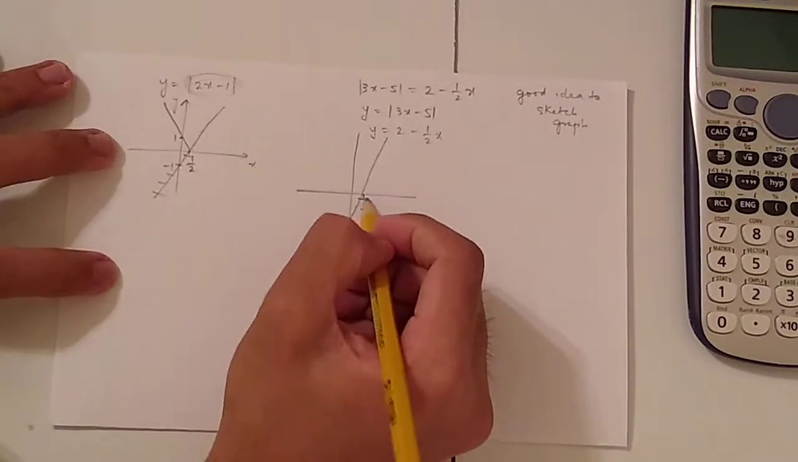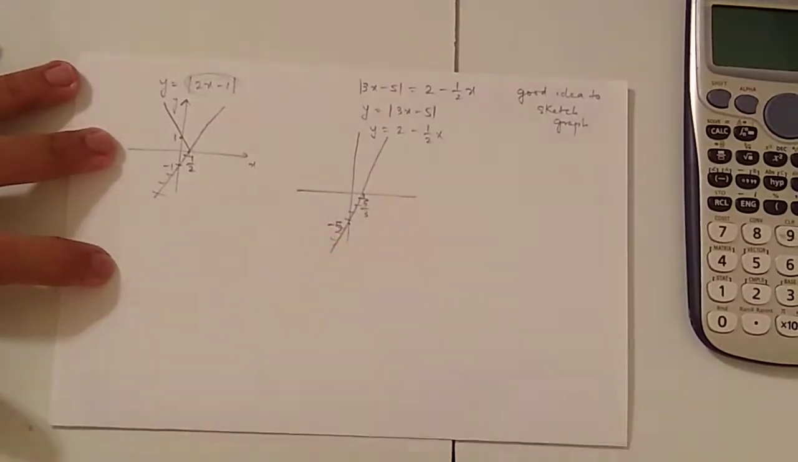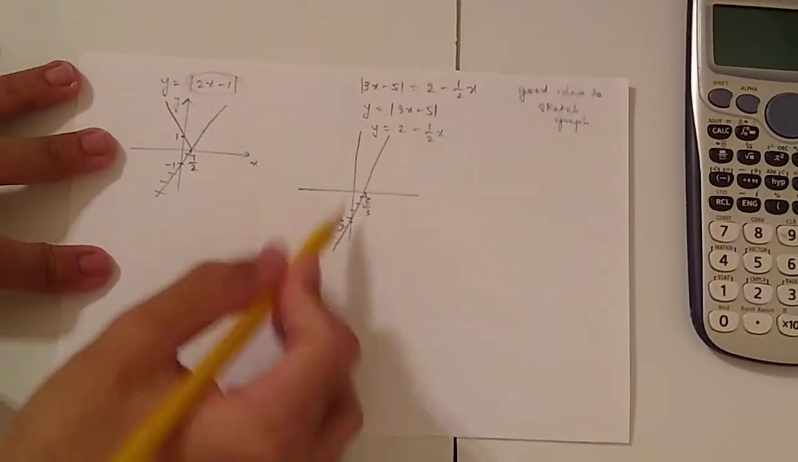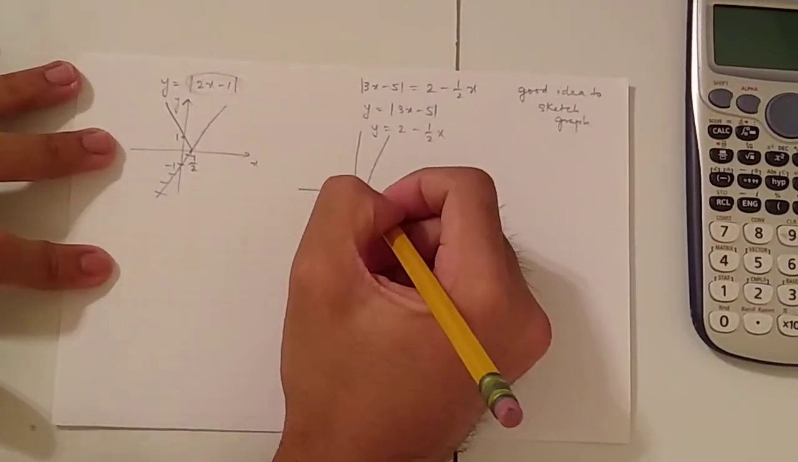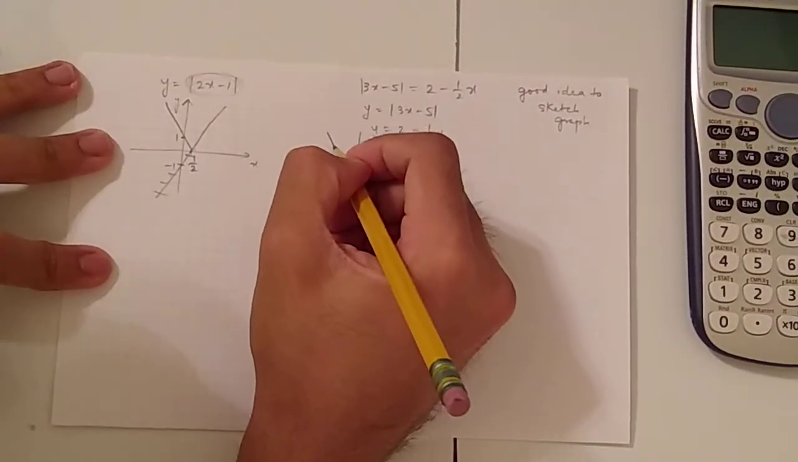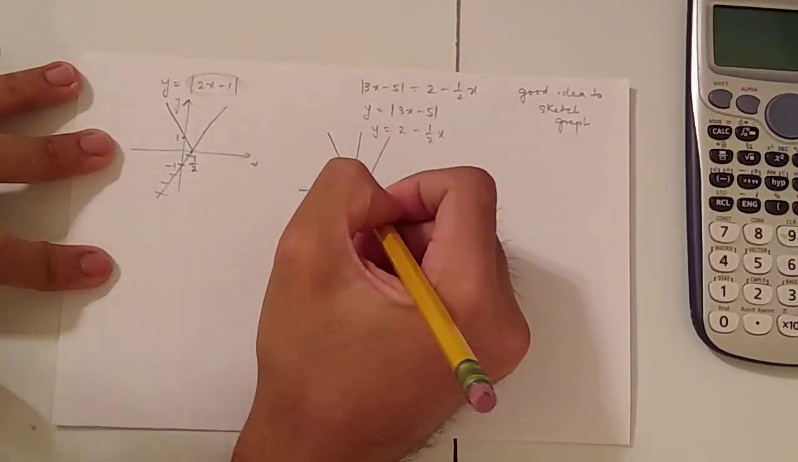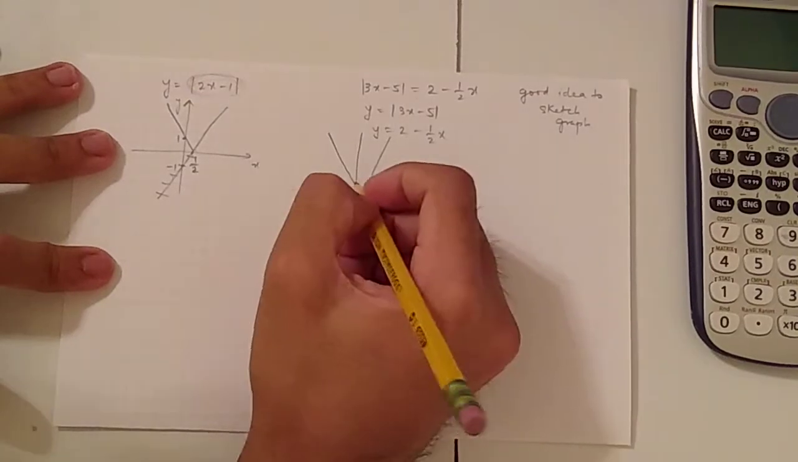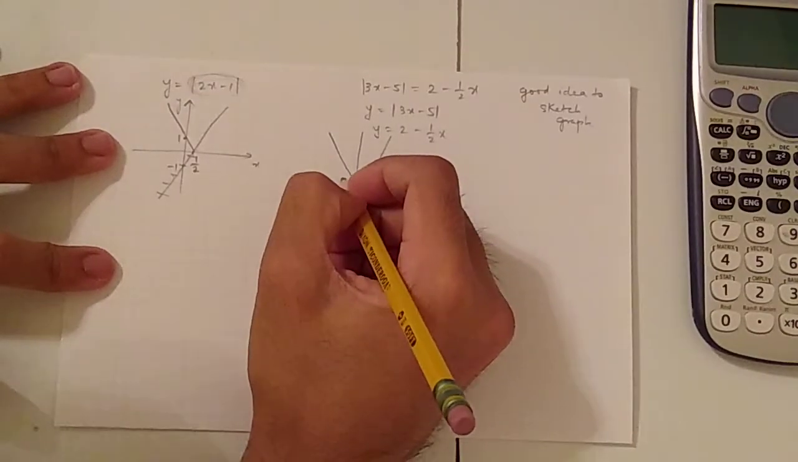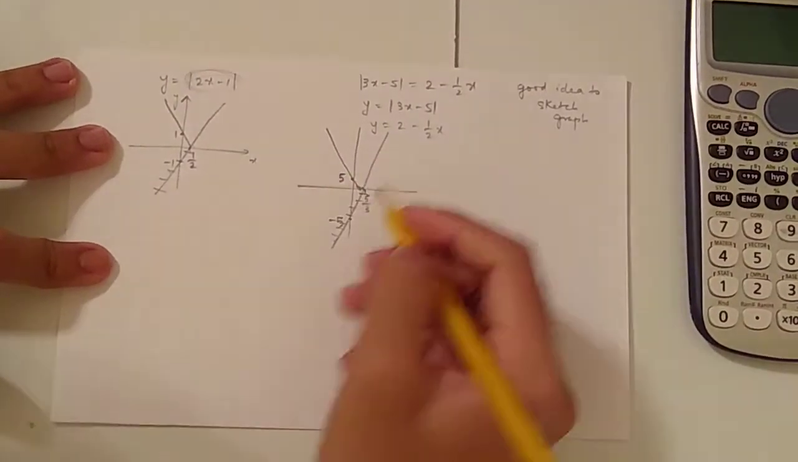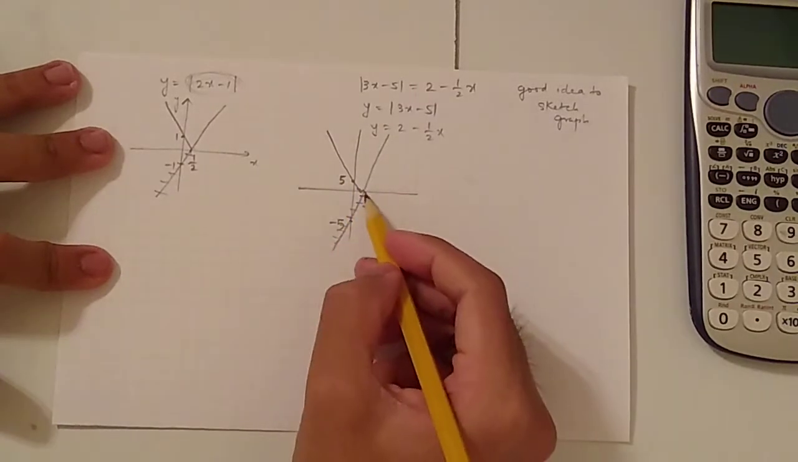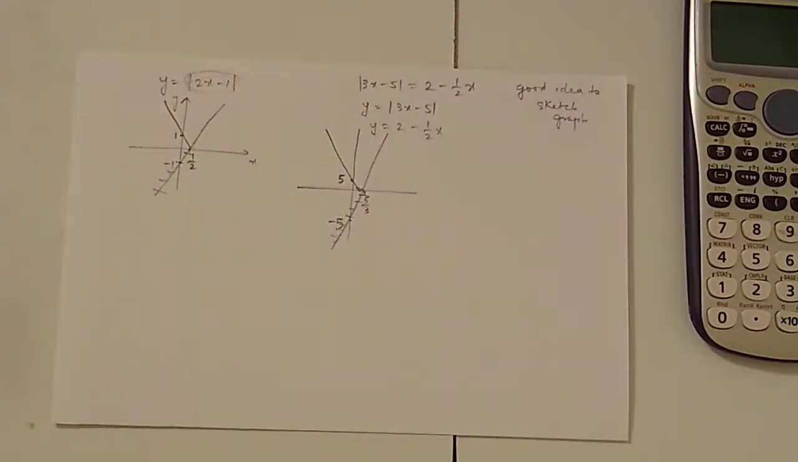Therefore, whatever is below the x-axis gets flipped because all negative values are becoming positive. Therefore, we have this graph now, a V-shaped graph. The minus 5 becomes 5, and it's still passing through 5, 3. So this is our graph for 3x minus 5, the whole modulus.